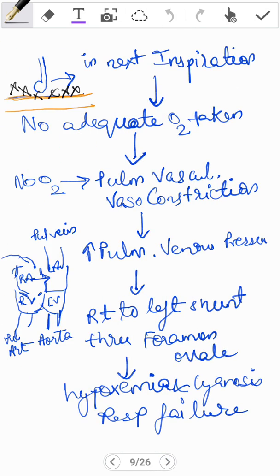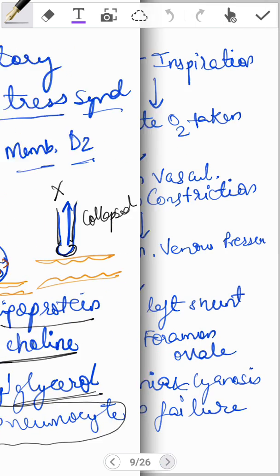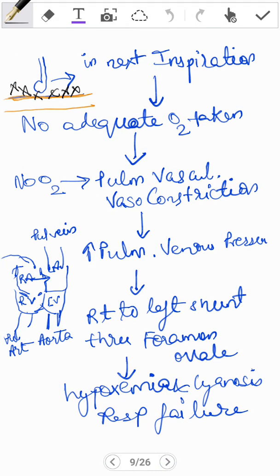So what is the pathophysiology? I said we do not have surfactant available. So what? Now with the next inspiration, you would not be able to adequately take in O2. You can see over here the alveoli are collapsed, so you cannot expand the alveoli and you cannot process the O2 from the alveoli into the capillaries that you have.